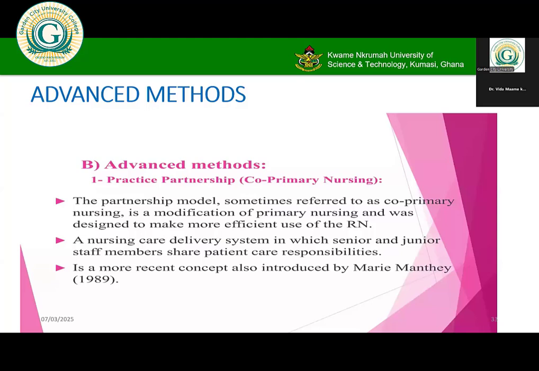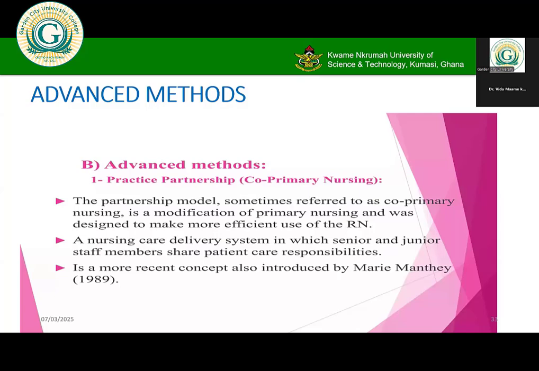This one too is a modification of primary nursing and was designed to make more efficient use of registered nurses. It is a nursing care delivery model system in which senior and junior staff members share patient care responsibilities. This one was also introduced by Marie Manthey.